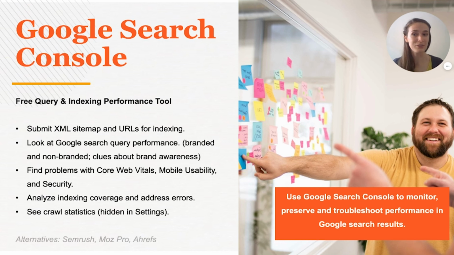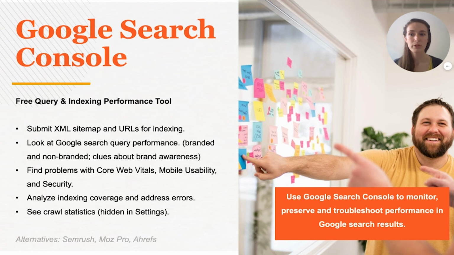And the next thing that you can do is look at search query performance. One of the most useful ways of looking at this is filtering by branded or non-branded keywords. So when you're looking at branded keywords, you can get a lot of clues about who is aware of your brand and how that brand awareness is growing. And when you look at non-branded keywords, you can find out how your SEO strategy is operating and how it's drawing brand new people to your website who may not be aware of your brand yet, but they're getting their very first impressions.